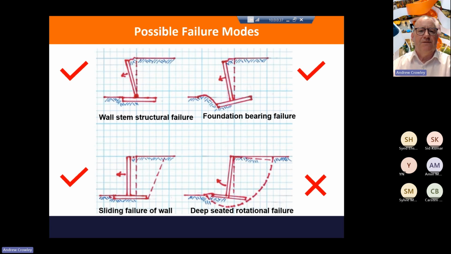So the possible modes of failure as given in the MBIE guidelines. Well, we'll be looking at wall stem structural failure over here. Just actually the root of the concrete wall fails in bending. We're also looking at foundation bearing failure, so the ground just can't take any more. We'll be looking at the sliding of the wall, so your earth is pushing it away from itself. What we won't be looking at, but what you need to look at, is deep-seated rotational failure, which your geotechnical engineer should be able to help you with.